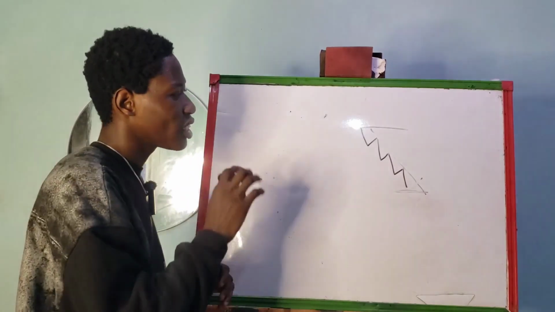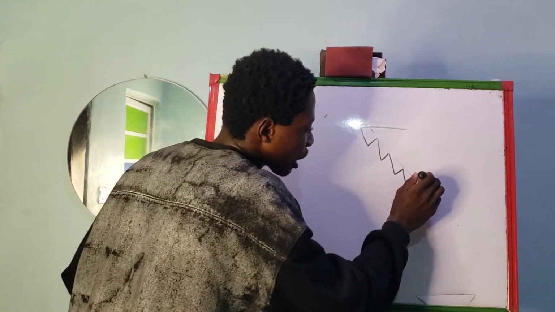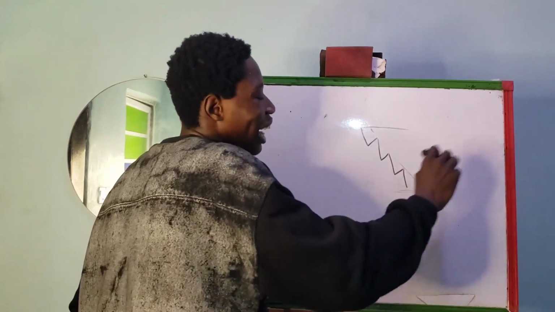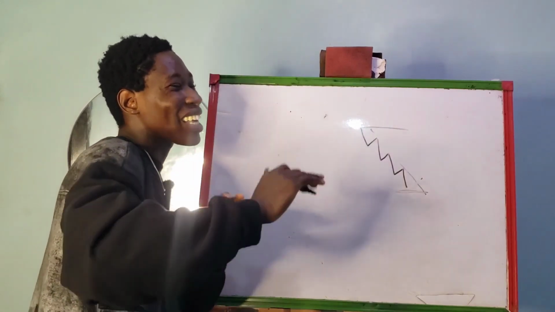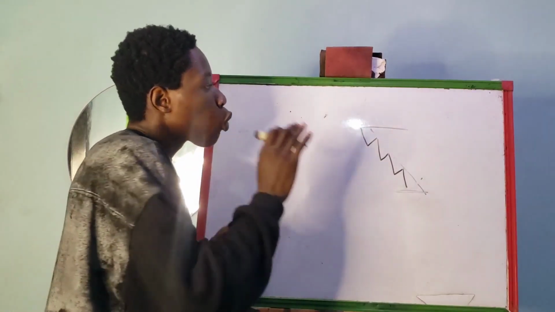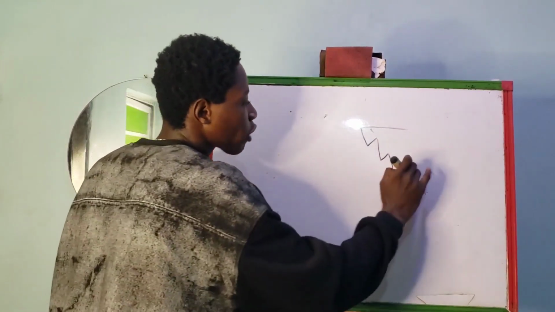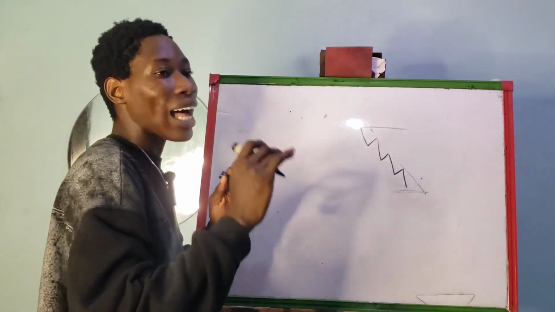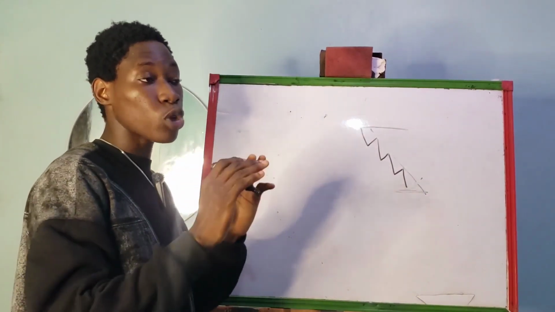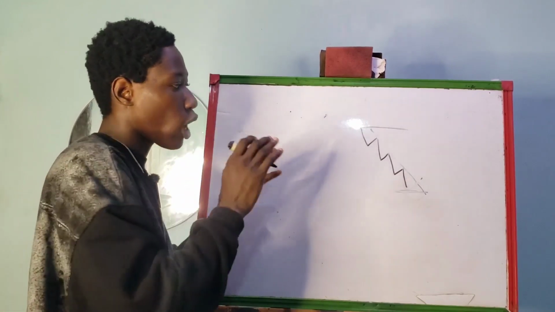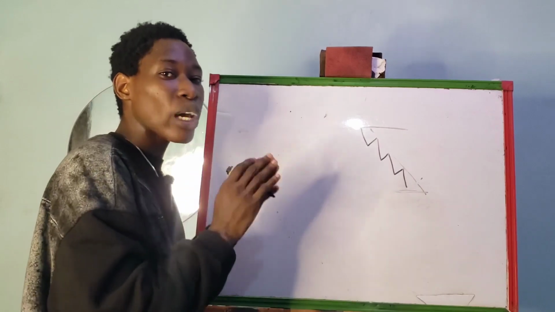Now, the main question is, how do you enter this particular market? Do you enter at the break or at the break and retest? Because there is a break of counter trend, there is a break and retest of counter trend. Which of those entry strategies is better? Do you enter at the break of counter trend or at the break and retest of the counter trend? I'll be telling you which one is better and why. For me personally, the one I use is the break of counter trend.